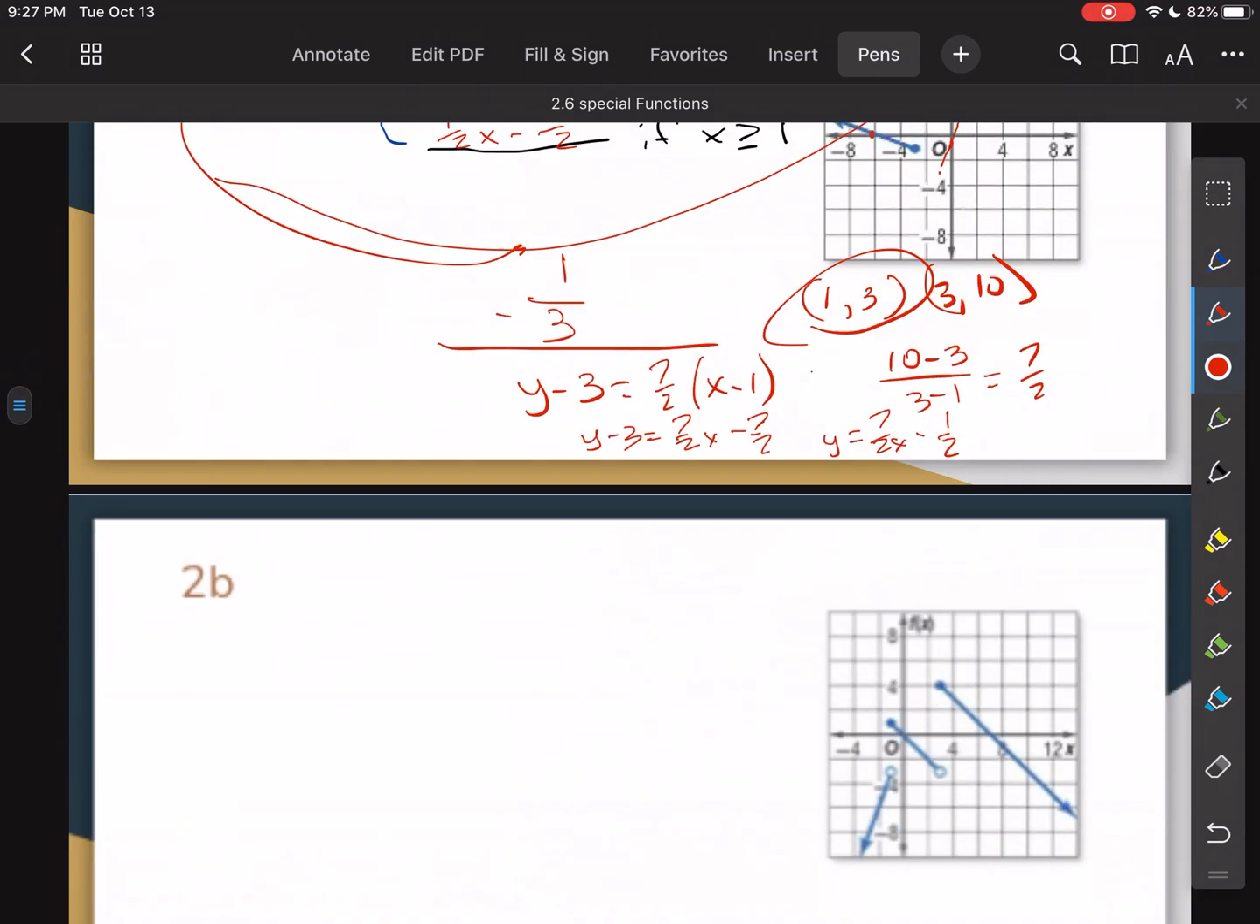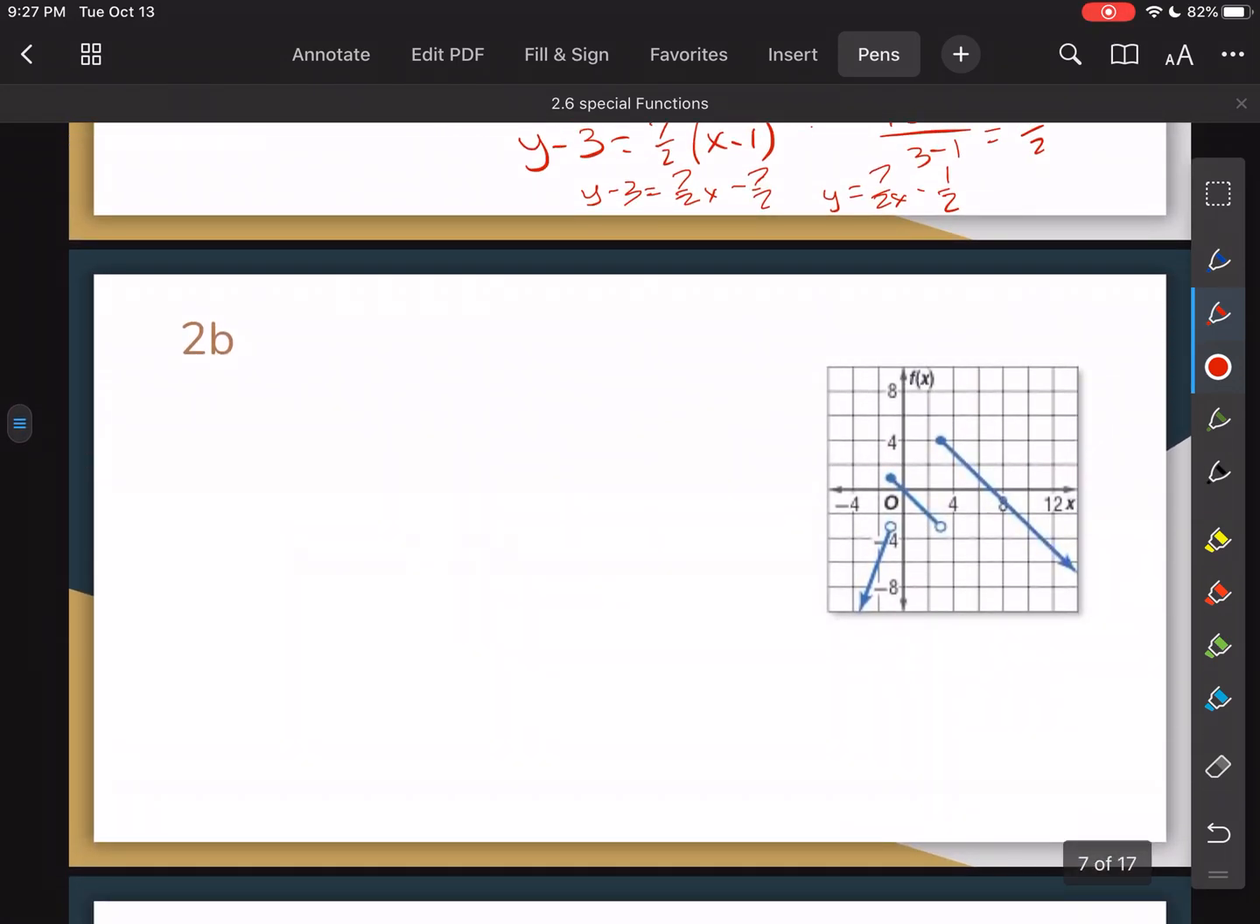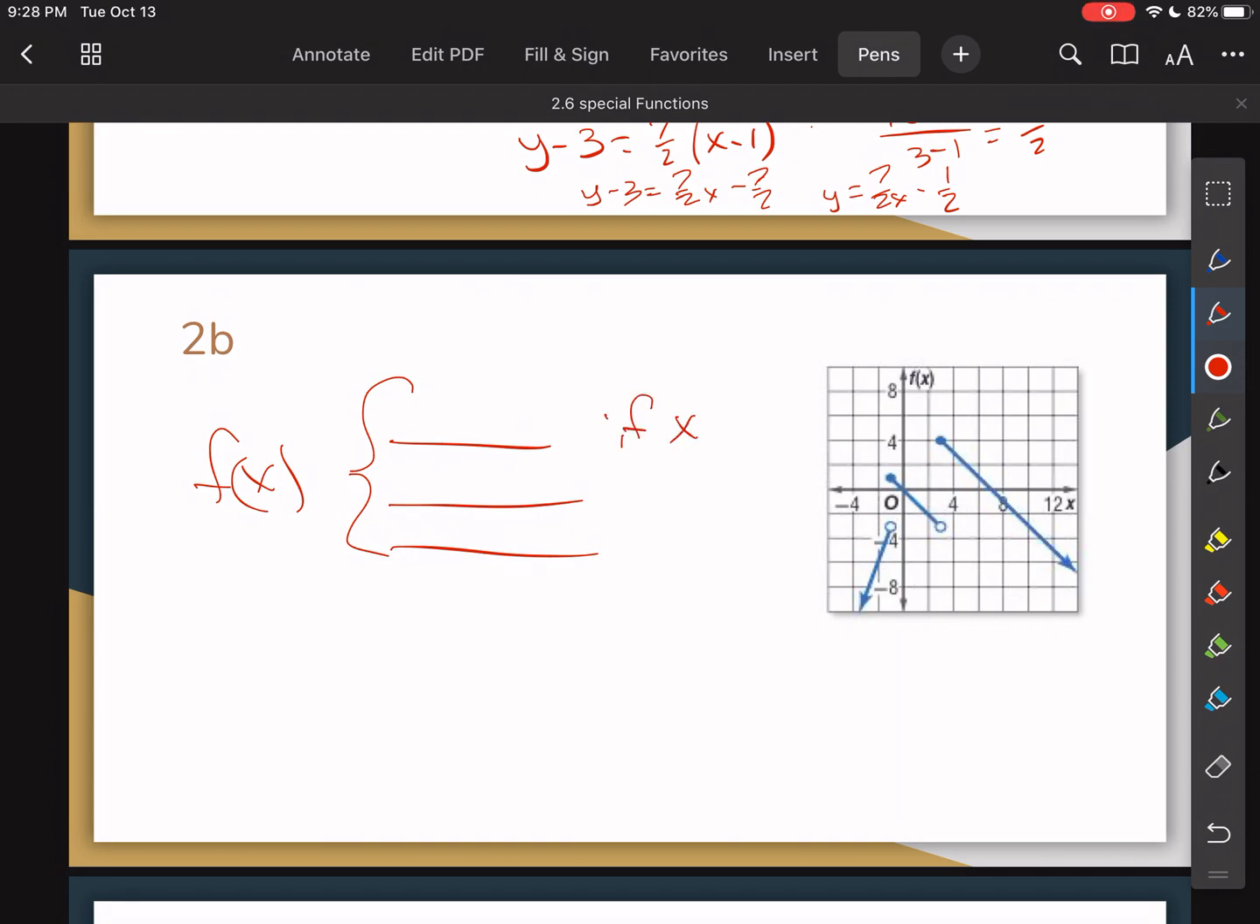So you might want to study that example a couple more times. Here's another one, 2b. For this one, let's just define it again. So we have f of x, and then we have three possibilities, right? The first one would be if x is less than 1. The second one happens between 1 and 3. So we would say if x is, and notice this one's inclusive here.